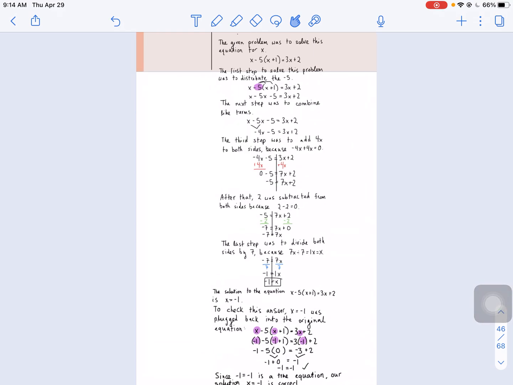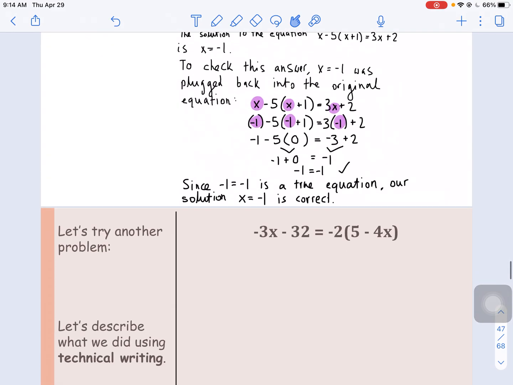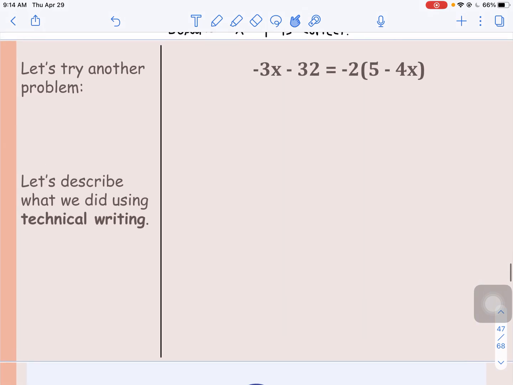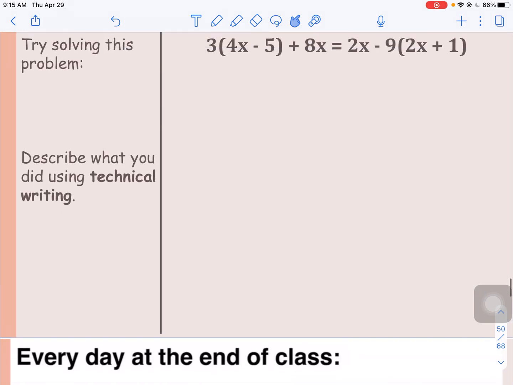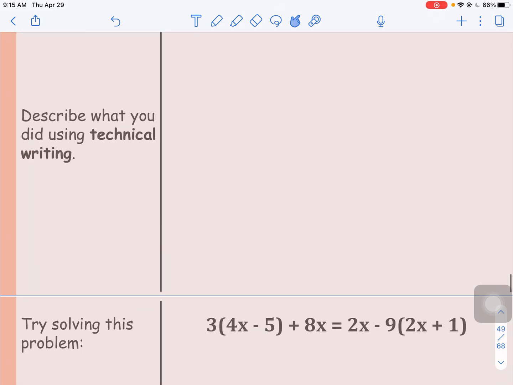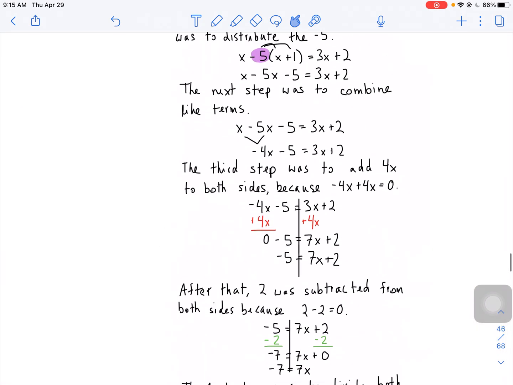So if you go back to Schoology now, you are going to be trying out your own problem. You can read the example on Schoology to check your work. And then you're going to try 2 more problems on your own and explain the steps that you took to solve the problem.